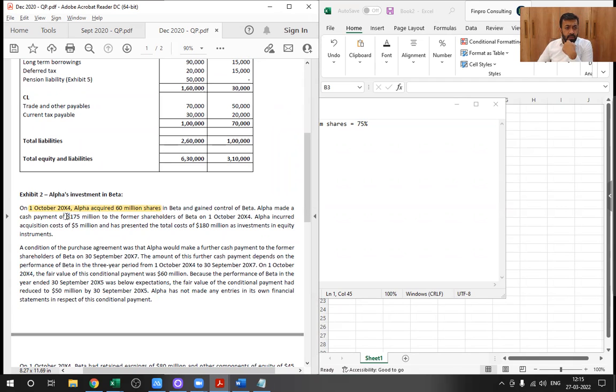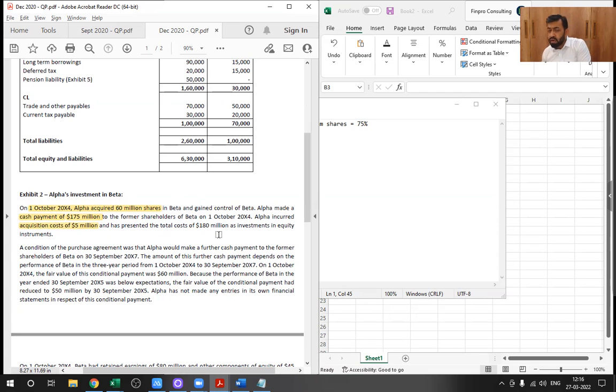Alpha made a cash payment of how much? 175 million to the former shareholders. Cash payment, okay? So this is about purchase consideration. Shareholders of Beta on 1st October 20x4. So that is the day when control has been acquired, the date of acquisition. Alpha also incurred an acquisition cost of 5 million. It has been presented as a total cost of 180 million.